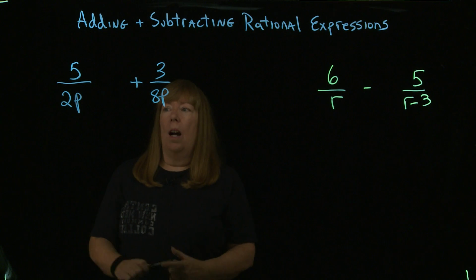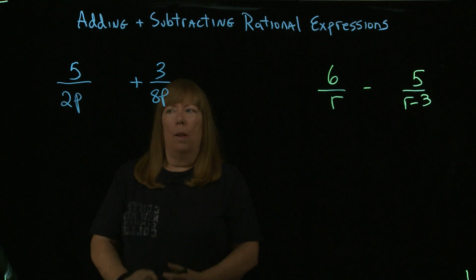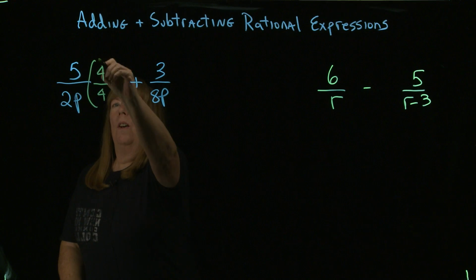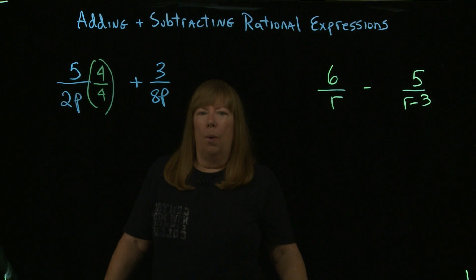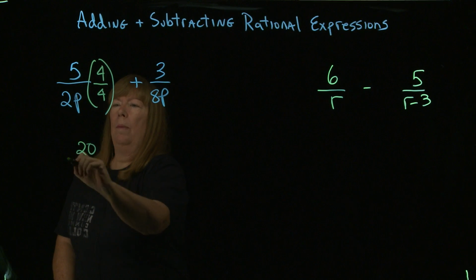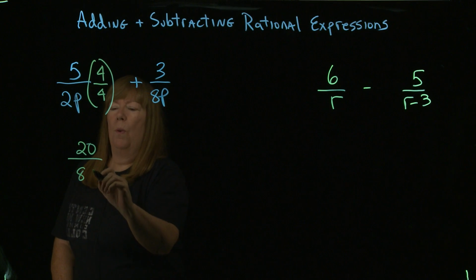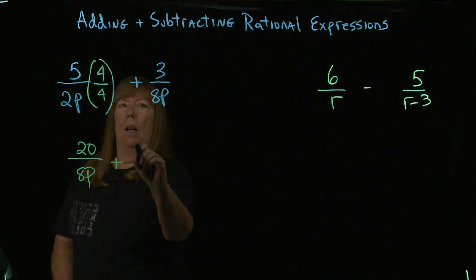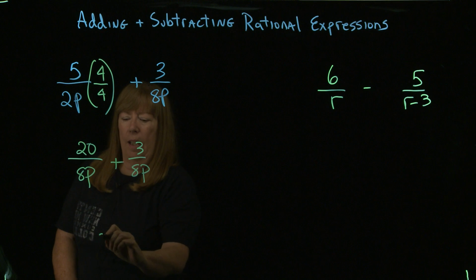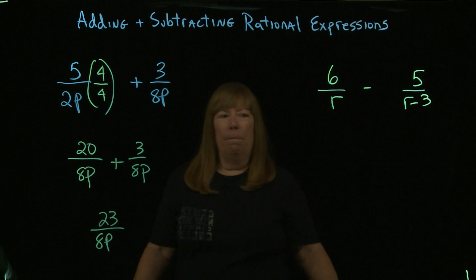I do not have a common denominator here, but if this was multiplied by 4, then I would have a common denominator. Remember that anything over itself is 1, so it's perfectly acceptable to do that. 5 times 4 is 20. 2p times 4 is 8p. Plus 3 over 8p. Now I have a common denominator. I can keep the denominator and add the numerators. Good.